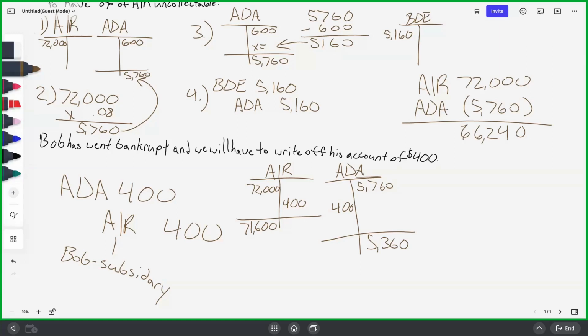So for the next set, now that we have a write-off, we know our accounts receivable is now 71,600, and our allowance for doubtful accounts is 5,360.